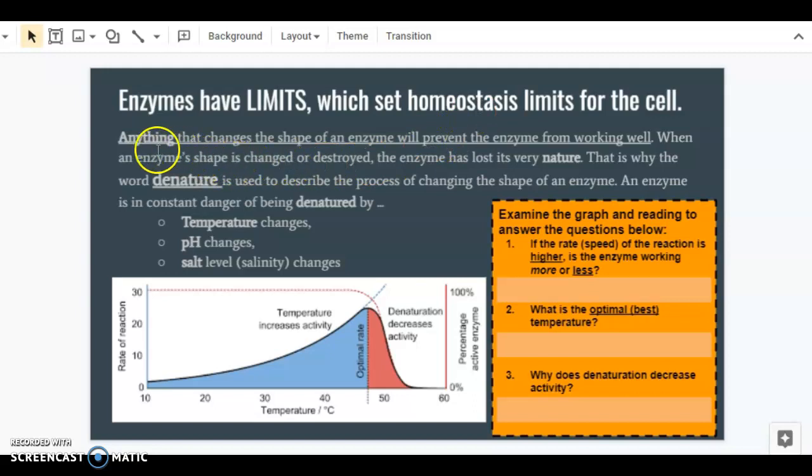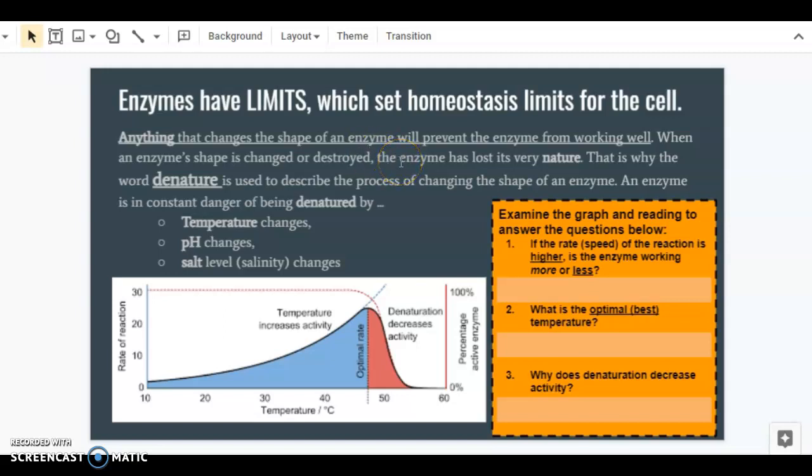Basically, it boils down to this. Anything that changes the shape of an enzyme is going to make the enzyme stop working. Why? Well, remember that an enzyme connects to the substrate by its shape. It cannot help a reaction whose reactants will not fit. So, anything that changes the shape of the enzyme means the reactants, which we call substrates, won't fit and the enzyme cannot help them.